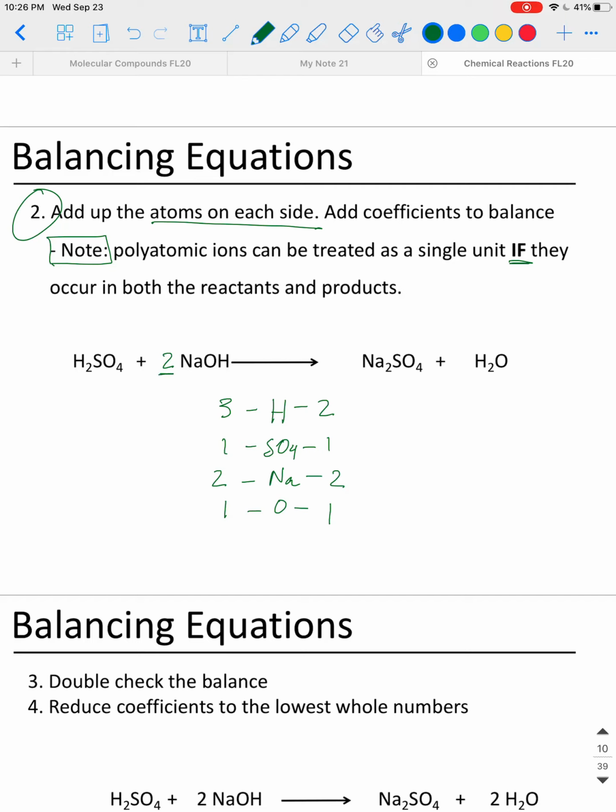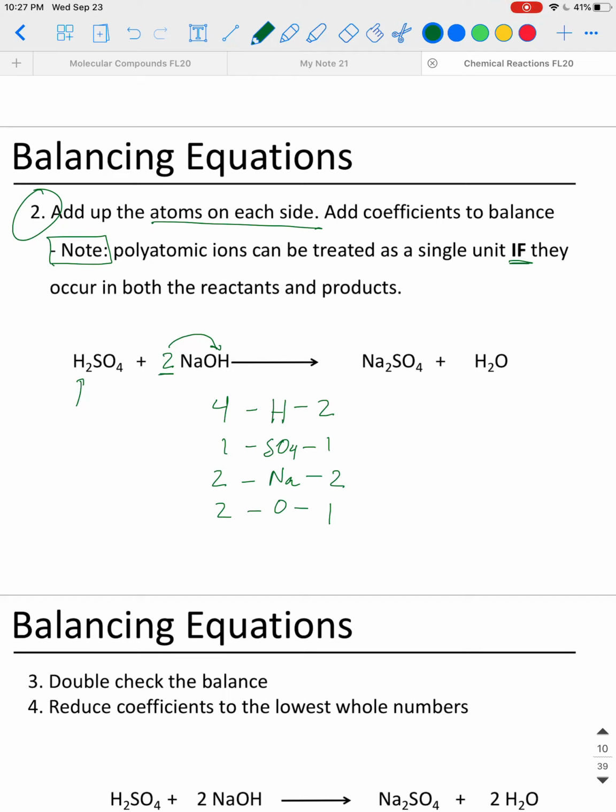When I put a 2 here, not only do I have double the number of sodiums, I now have 2 oxygens. So I need to change this down here to a 2. 2 oxygens, and how many hydrogens do I have total now on the reactant side? I have got 2 over here, and this 2 applies to that hydrogen, so now total that's 4. So one number can change a lot of things.